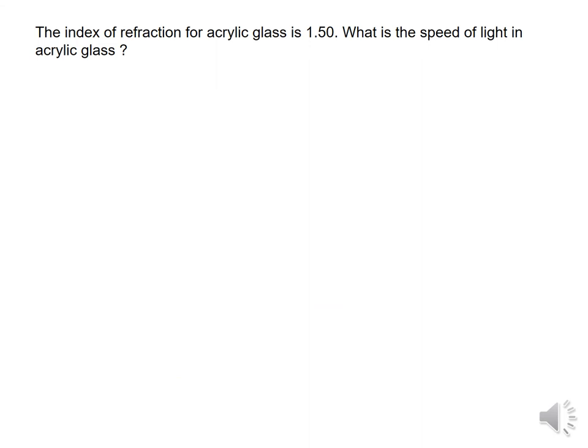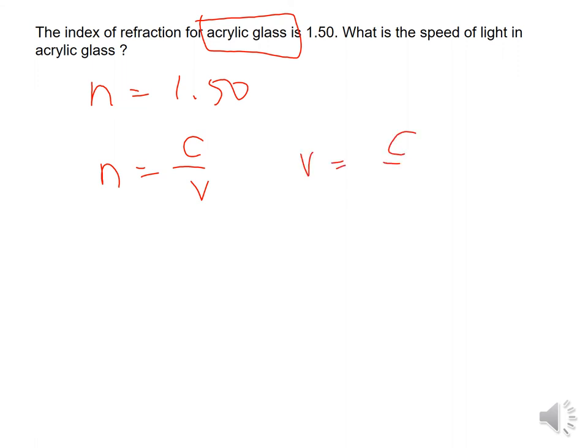So we have this problem in which the given material is acrylic glass. For acrylic glass, the index of refraction is 1.50. The question is, what is the speed of light in acrylic glass? So we will be using the formula for index of refraction, n equals c over v. Again, c is the speed of light, and v is the speed of light in the given medium, which here is acrylic glass. So we need to derive the formula for v. So v is simply c over n.